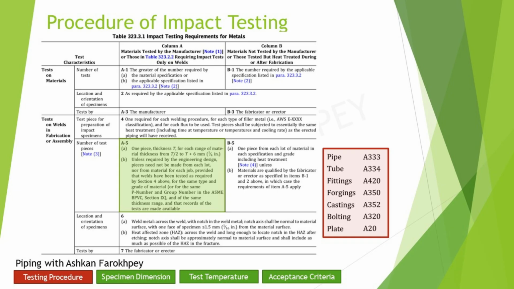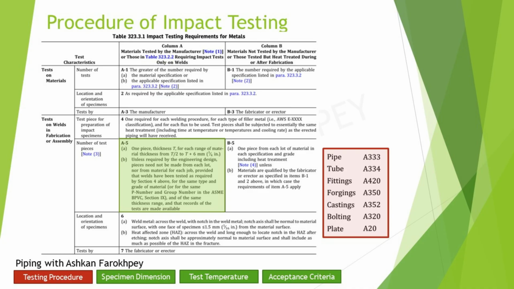This section says what you need is testing the materials for each thickness range of T divided by 2 to T plus 6 millimeters. For example, if your material thickness is 10 millimeters, you would need a test piece for the range of 5 millimeters to 16 millimeters. 5 is equal to half of the thickness and is our lower range, and 16 is equal to thickness plus 6 and stands as the upper limit.